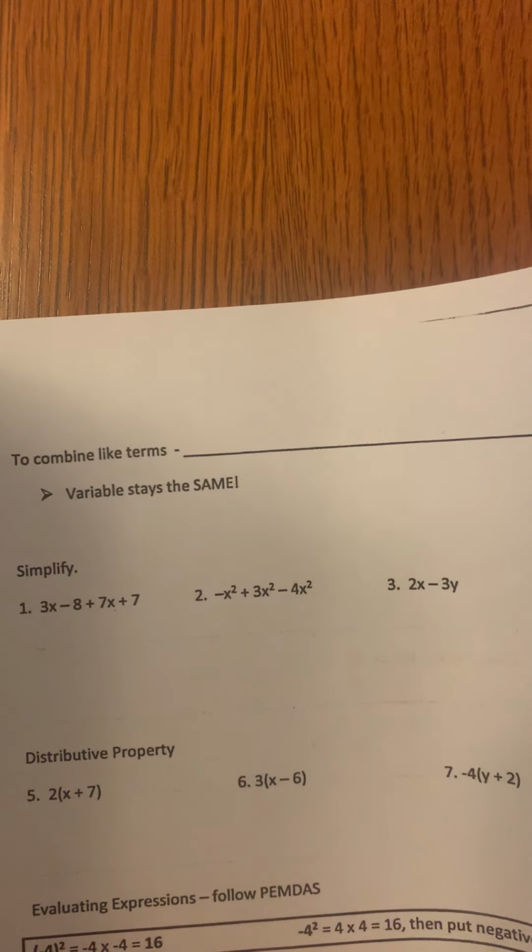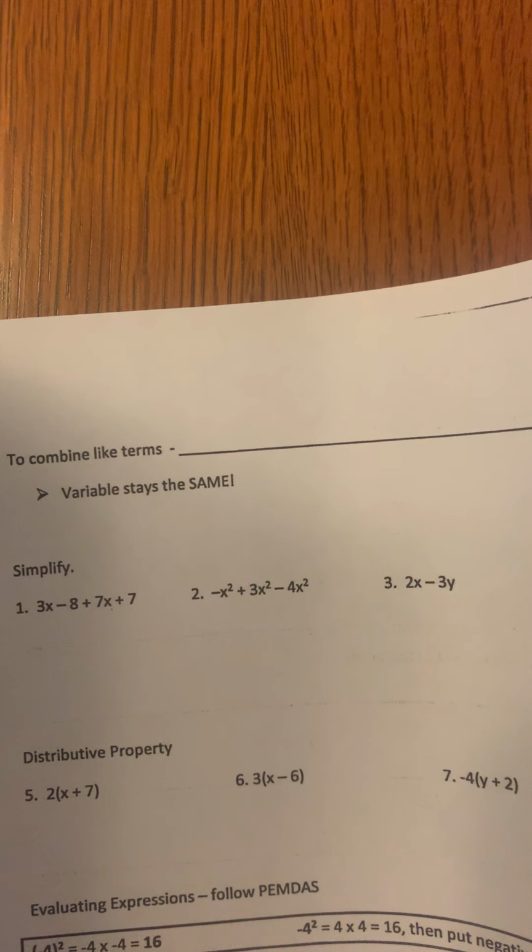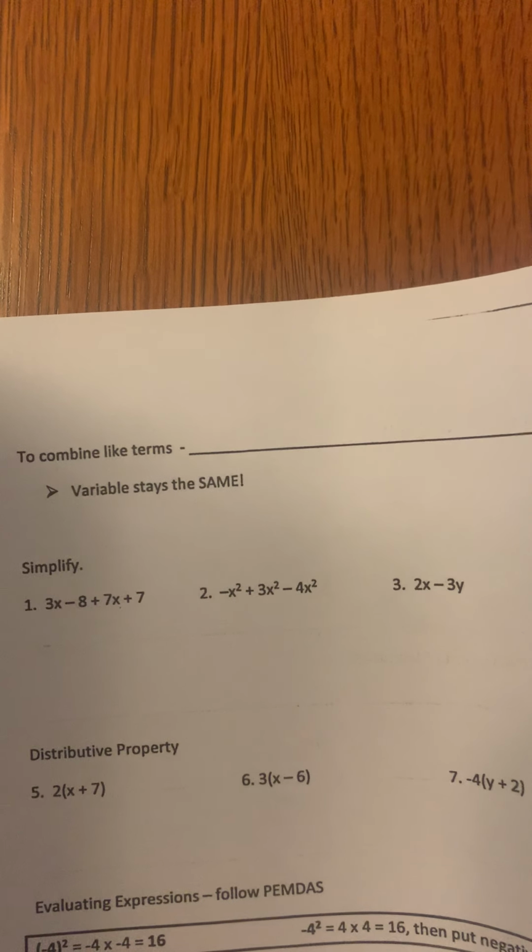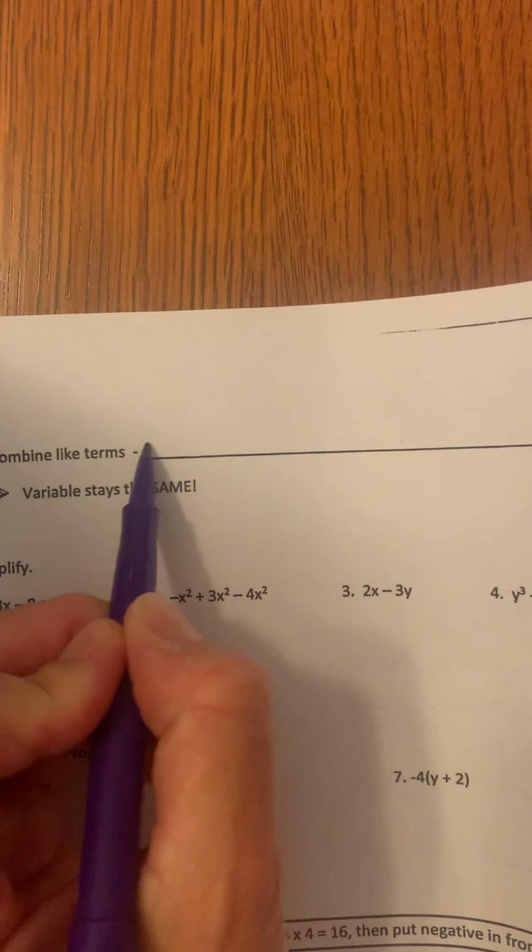The back of the notes is how do you combine like terms? Well, to combine like terms, all you do is add or subtract the coefficients. So that's what you're going to write in that line there.